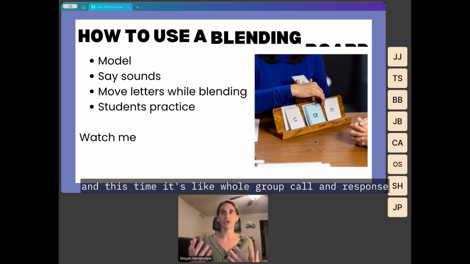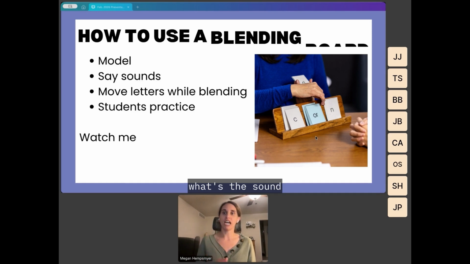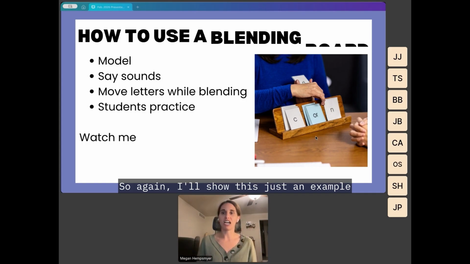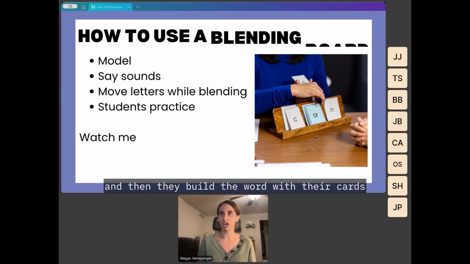And this time it's like whole group call and response. So it's an I do, you do kind of a thing. You'll want to start with, what's the sound, and then go together and blend. And then as you're doing it, you'll swap and build new words. So switch out the beginning, the middle, or the ending card to build a new word. Again, I'll show just an example. You can also use this for an encoding piece too. If your students have their own cards, you could say, okay, here's the word, whatever it is, and then they build the word with their cards.